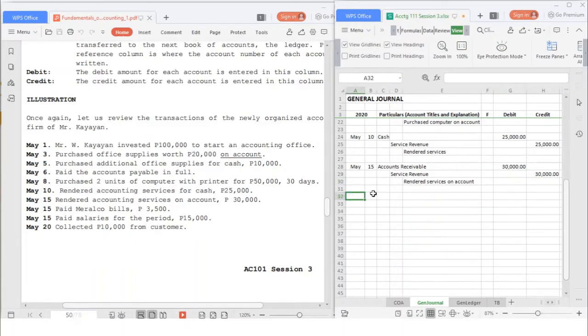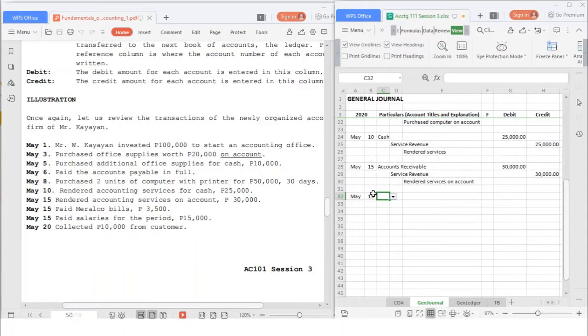Next, another transaction, May 15. Paid Meralco bills of 3,500. Now, what is your affected account? The Meralco bill is already your expense. Right? Your bill is now an expense. What kind of expense? It is considered a utility expense.